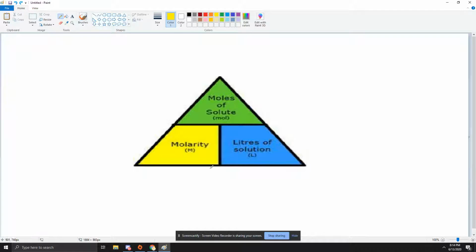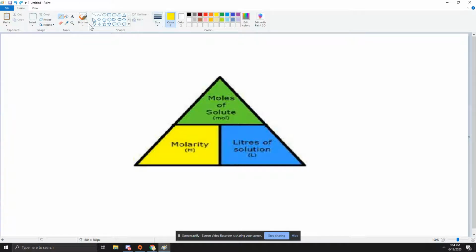Okay. So here's how it works. Okay, so on the top we have the mole, which is kind of like the big dog. Okay, and the bottom left is the molarity. On the bottom right is the liter of the solution, or L. Okay, so here's how it works.